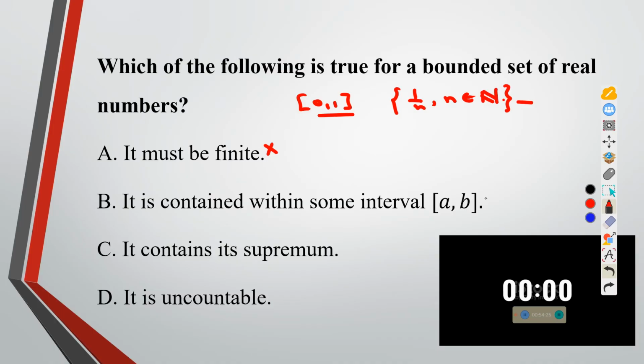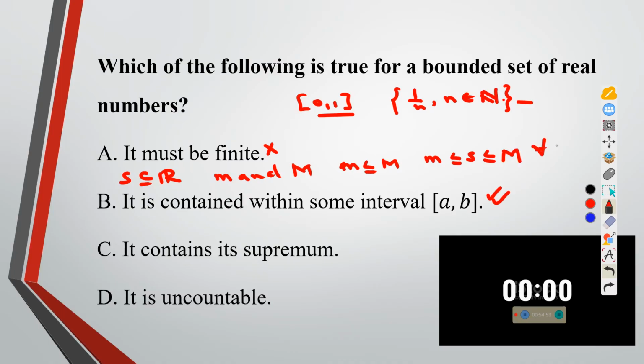This is very true, because when you look at a set, if you consider a set S which is a subset of R, this is bounded if there exist real numbers m and M, for which this m is less or equal to M, such that m is less or equal to the elements of S, which is less or equal to M, for all s which are elements of this capital S.